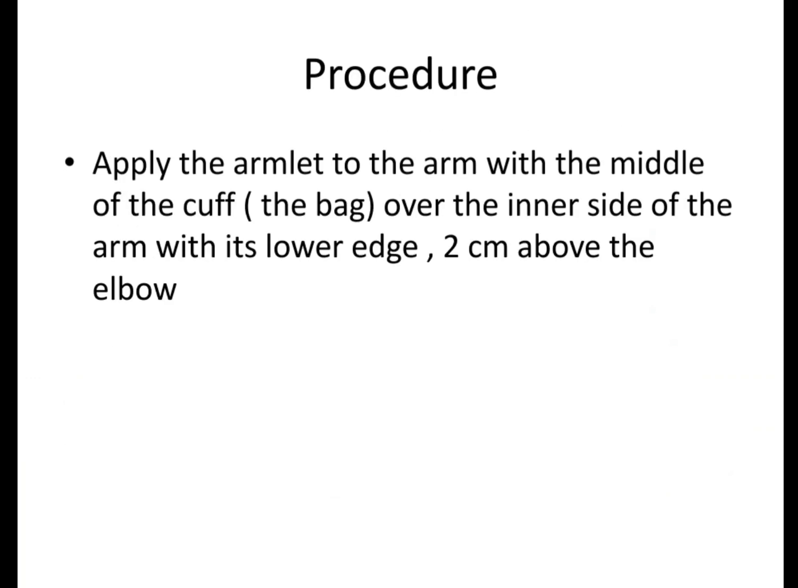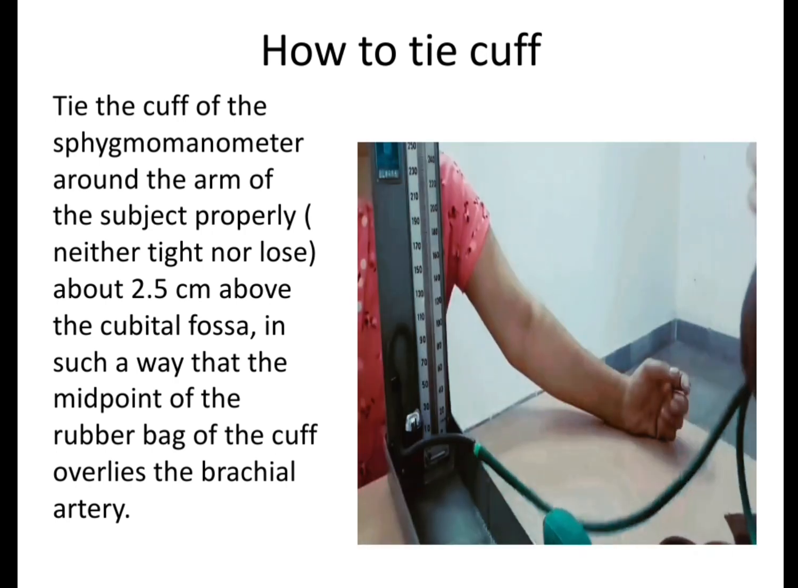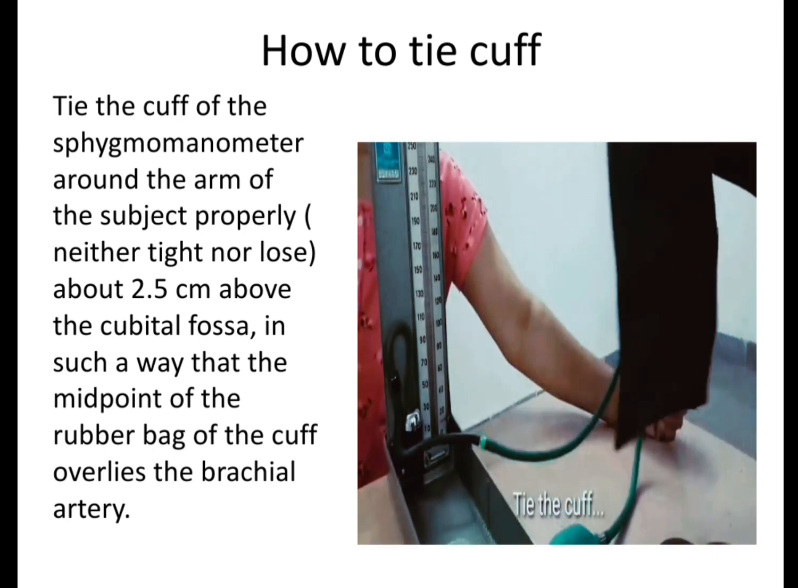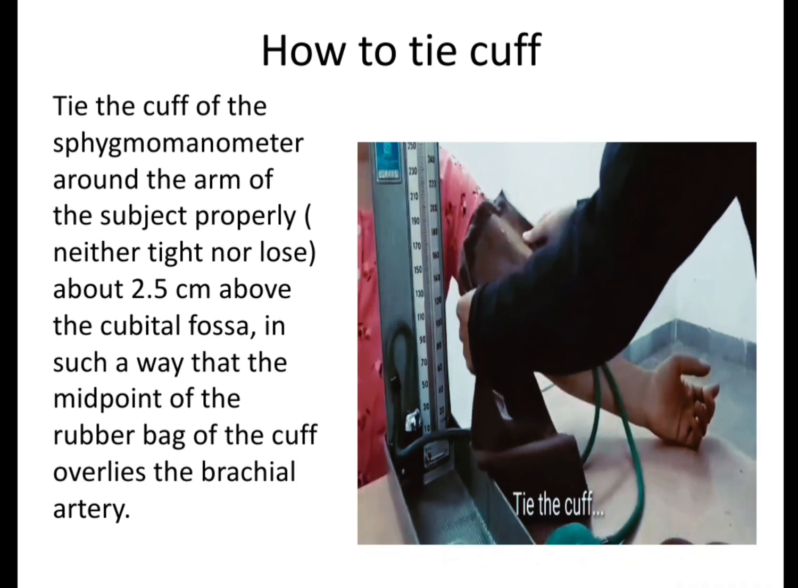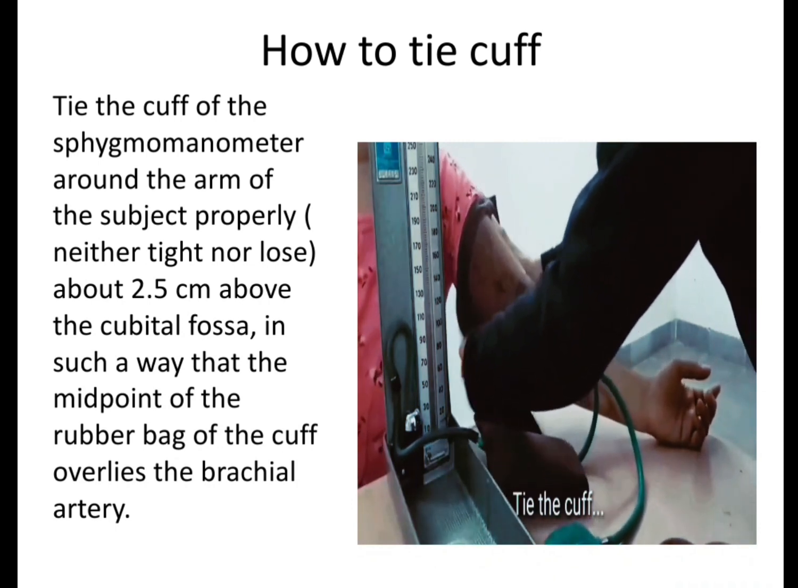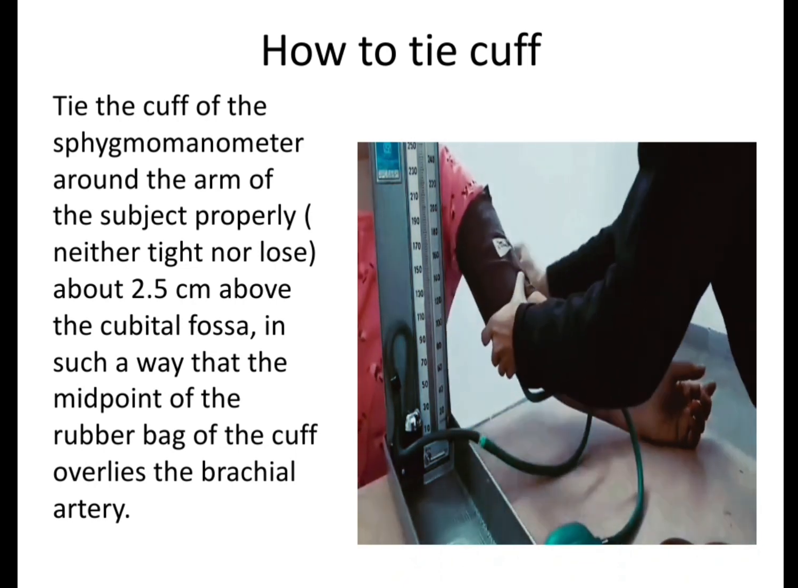Procedure: apply the armlet over the arm with the middle of the cuff, the bag, over the inner side of the arm with its lower edge 2 cm above the elbow. So, how to tie the cuff? Tie the cuff of the sphygmomanometer around the arm of the subject properly, neither tight nor loose, about 2.5 cm above the cubital fossa, in such a way that the midpoint of the rubber bag of the cuff overlies the brachial artery. Please take care. Middle of the inflatable bag should be just above the brachial artery. The cuff should neither be too tight nor too loose. This way we can tie the cuff.